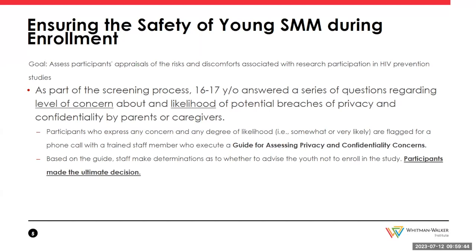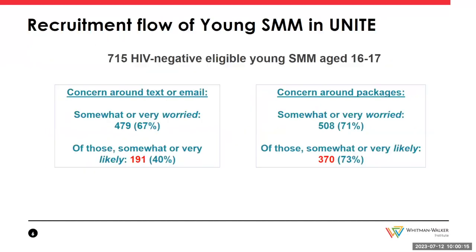And then I'll go into the procedures that we followed if they expressed both worry and likelihood about either of those domains. The important thing is that we never made the decision for them. Once we got them on the phone, we would go through all these issues with them and make a recommendation to them, but they were ultimately the ones to decide whether to join the study or not. So we might recommend that they not join the study, they could still decide to join, or we might recommend that it's fine for them to join the study and they could decide not to join.